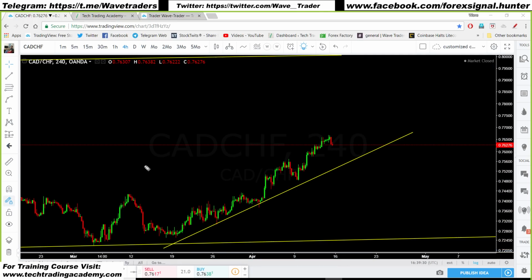Correction like that. Correction like that. Similar to the Euro CAD, and then continuation to the upside. The correction is just required over there for it to go back up.